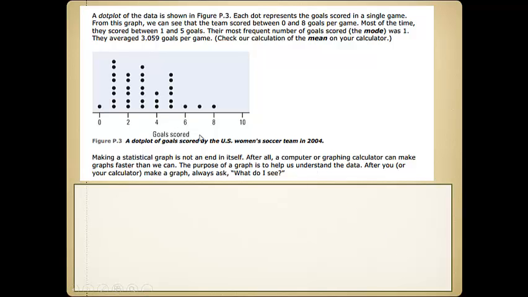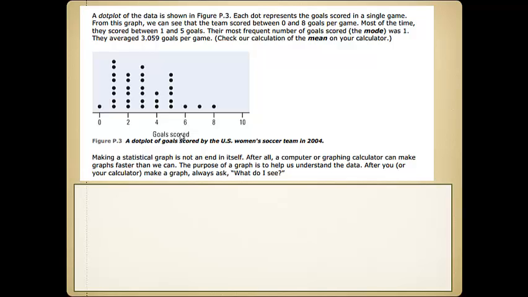So notice on my dot plot I've scaled and labeled what we're talking about. Make sure you always do that. A dot plot of the data. Each dot represents the goals scored in a single game, and from this graph we can see that the team scored between 0 and 8 goals per game. Most of the time they scored between 1 and 5, and their most frequent number of goals, the mode, was 1 and the mean was 3.059, which is the average.